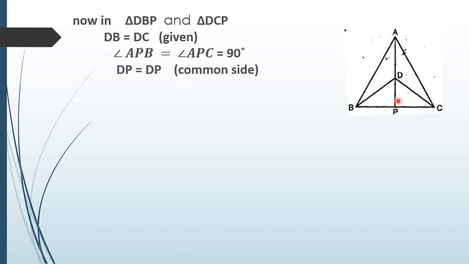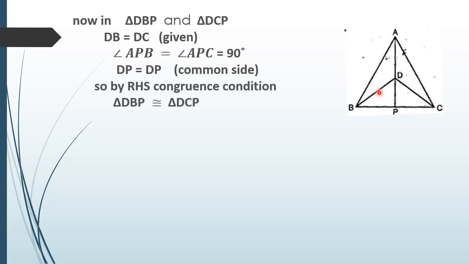And this line DP is the common side for the two triangles. So here we are getting a side, an angle, and again a side, but the angle is 90 degrees and BD is the hypotenuse. So we can say by RHS congruence condition, that is, angle P is 90 degrees, so it is a right angle. BD and CD are hypotenuses, so H, and DP is the side.